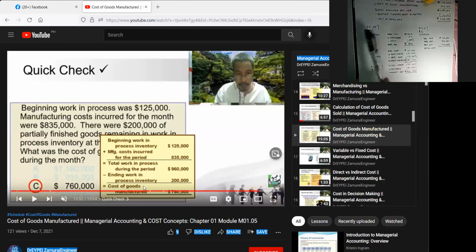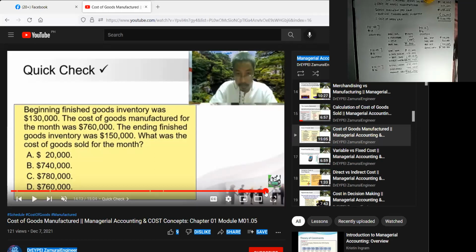Unlike my solution, beginning, WIP, what is that? End, supposed to be ending. Goods, manufactured, supposed to be spelled out, manufactured. That is not good. Okay, the answer is 760. Okay? So I think that is the last problem, or there is another one.